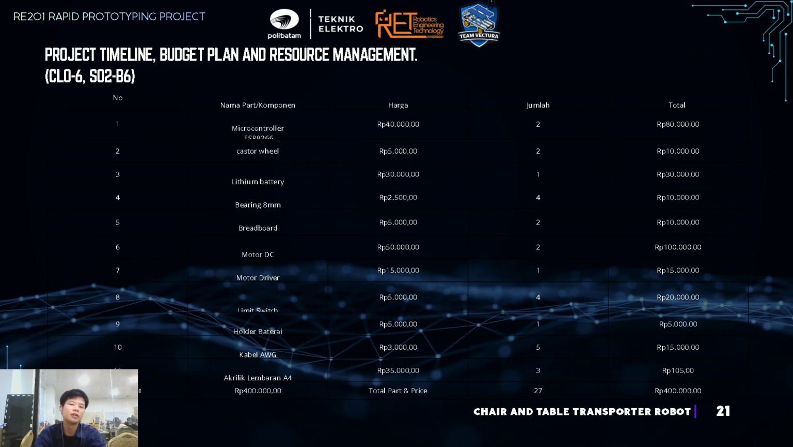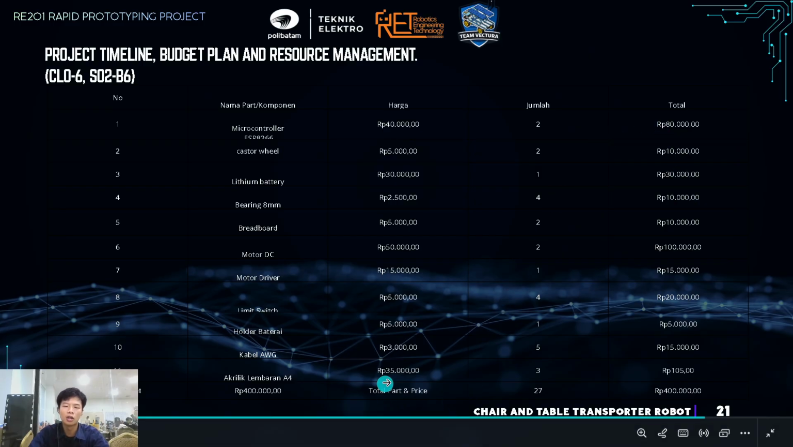This is our budget plan. The parts and components include microcontroller, customer view, lithium battery, bearing, breadboard, motor DC, motor driver, limit switch, and hollow battery, plus cables and relay sheet. The total price of parts is 400,000 rupiah, which is exactly the project budget we get for this project.